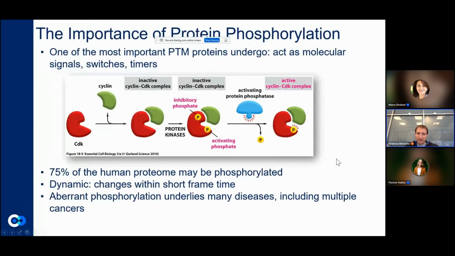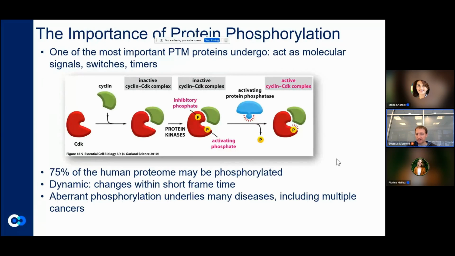So cyclin-dependent kinase undergoes phosphorylation in order to be active, and as its name implies, it in turn phosphorylates other proteins. So you can see phosphorylation plays a large number of roles just in this pathway. It's also estimated by researchers that up to 75% of the human proteome may be phosphorylated, and this is at one time point or another, or in one tissue or cell type or another.